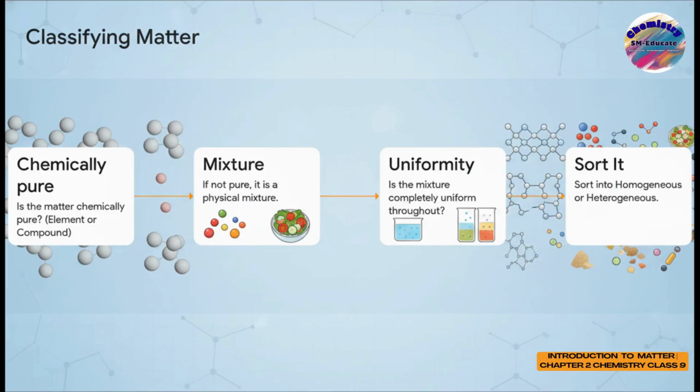If no, it's a mixture. Then ask your second question: is this mixture uniform throughout? If it's completely blended like salt water, it's homogeneous. If you can still see the different parts, like in a salad, it's heterogeneous.